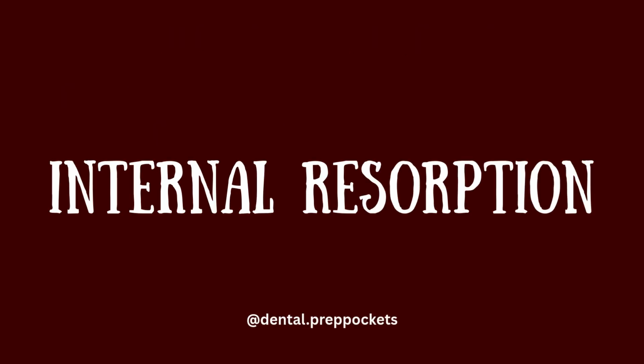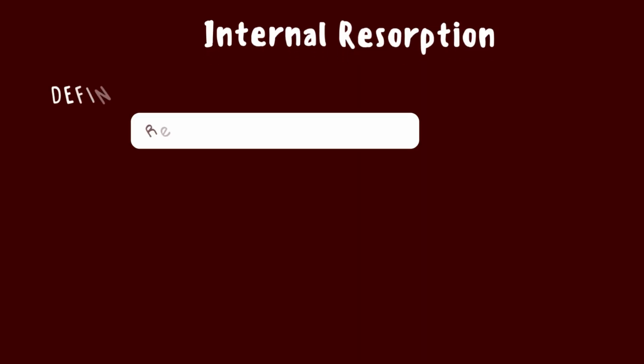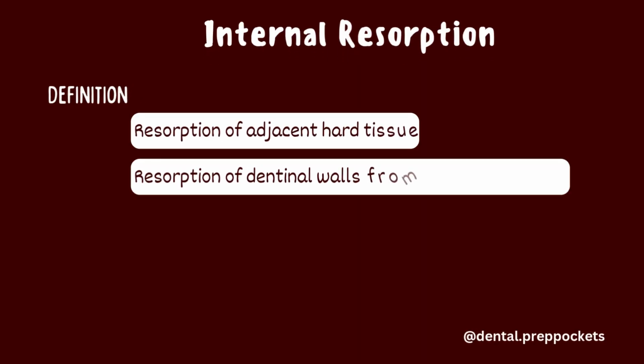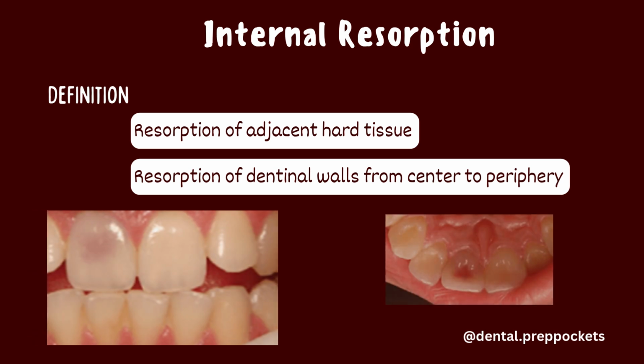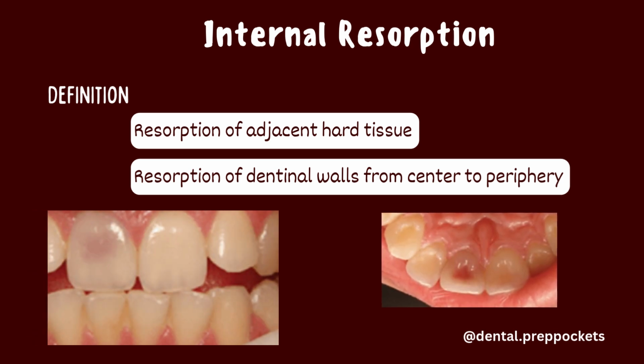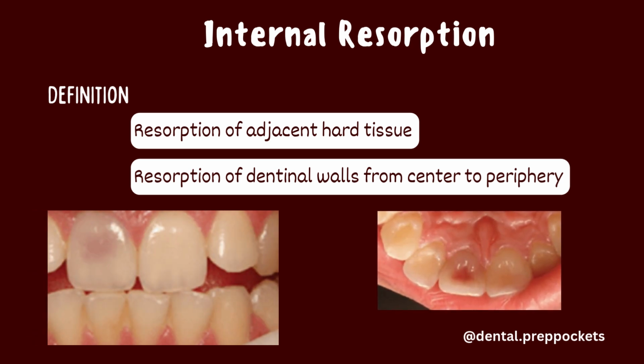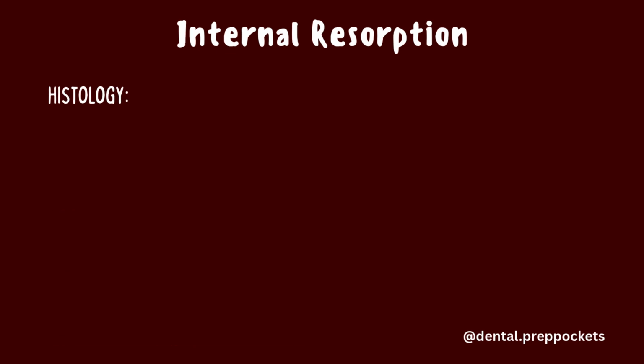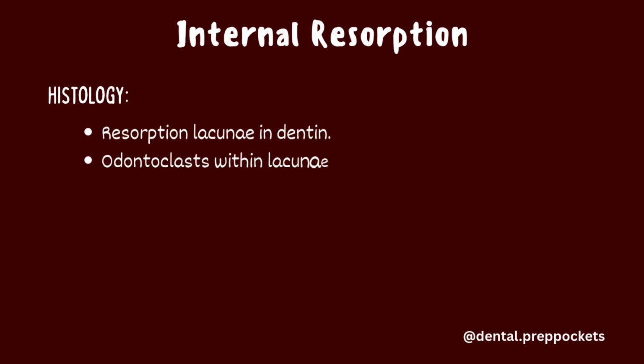The last is internal resorption. The pulp is transformed into vascularized inflammatory tissue with dentinoclastic activity. This resorbs the dentinal walls, advancing from the center to the periphery. These images are showing a characteristic pink hue in the incisor, which is the main feature of internal resorption. Histologically, there are resorption lacunae in the dentin. Dentin tubules appear broken or discontinuous at resorbed areas.